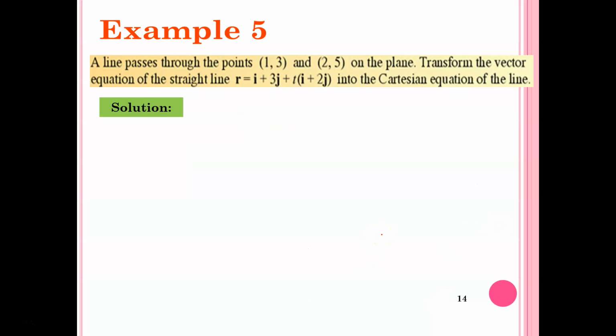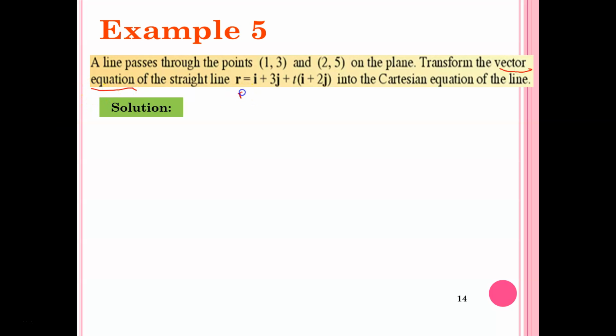Let's see the next example. Example 5. A line passes through the points (1, 3) and (2, 5) on the plane. Transform the vector equation of the straight line r into the Cartesian equation of the line. So you have 2 points over here, and it says you need to transform the vector equation, which is this one. It is the vector equation of the line.